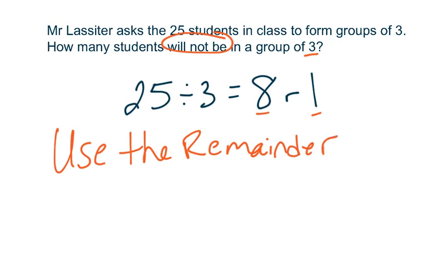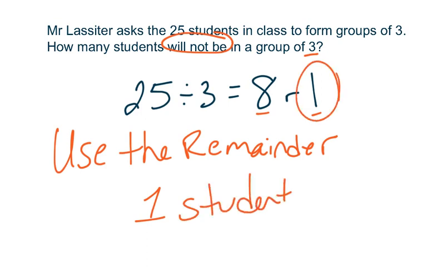And how many students will not be in a group of 3? 1 student. That 1 student is left out and they are not in a group of 3.